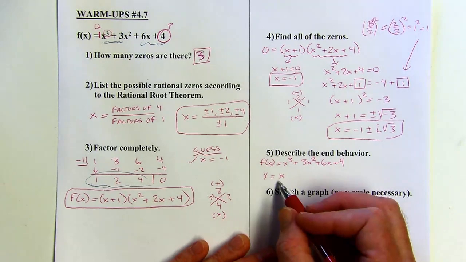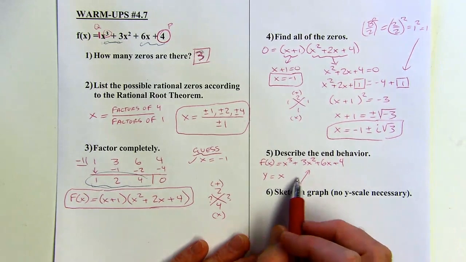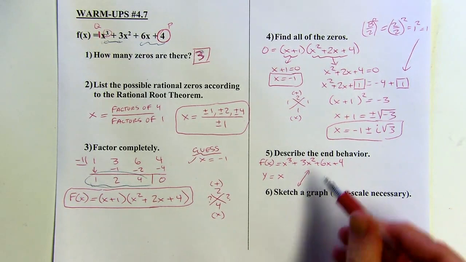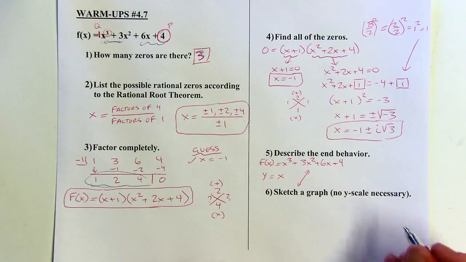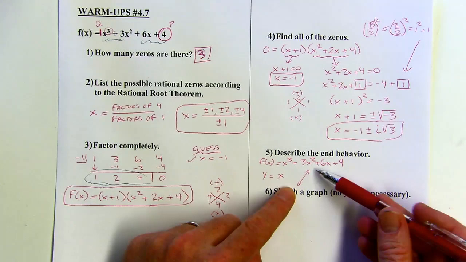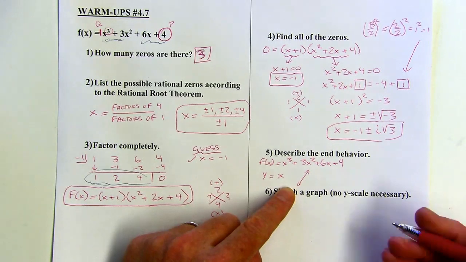And then if you know what this looks like, it's going to be a line that goes through the origin with a slope of 1, something like that, okay? And this function is going to have the same end behavior. So I just need to, what's happening on the two ends? At the far left, it's going to be going down. At the far right, it's going to be going up.